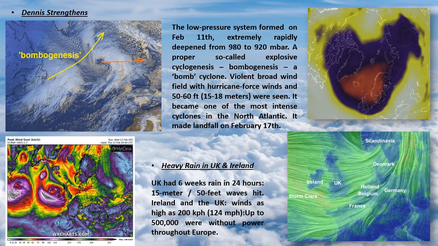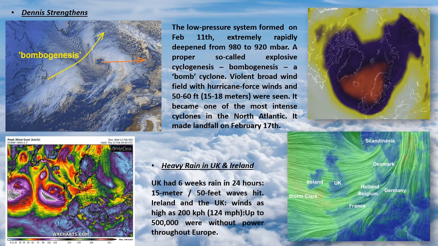The violent winds brought waves in the sea up to 15 to 18 meters high, and this was one of the most intense North Atlantic cyclones we have ever witnessed. The winds were up to 164 miles per hour, that is around 200 kilometers per hour, and the waves were about 15 to 18 meters high. This brought heavy rainfall across the UK, and the UK had 6 weeks of rain in about 24 hours. That is quite a heavy amount of rainfall.